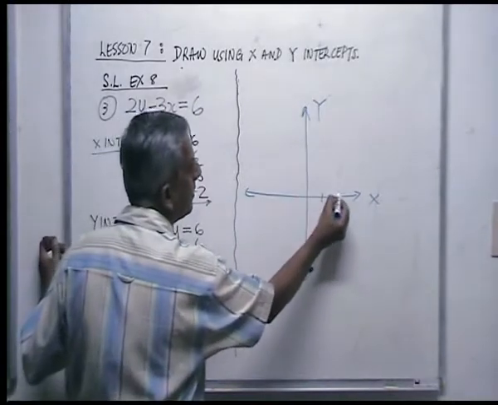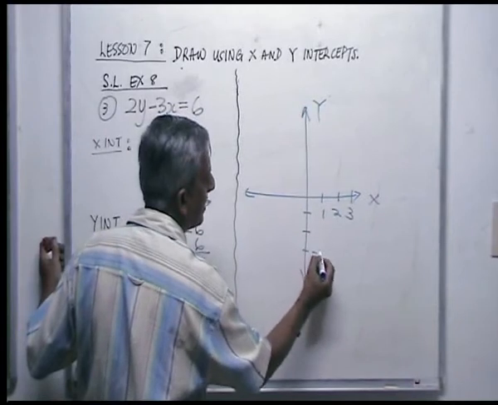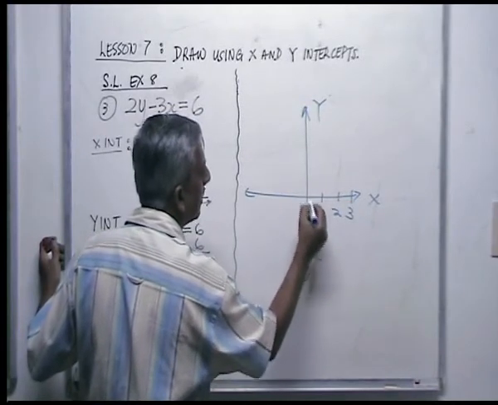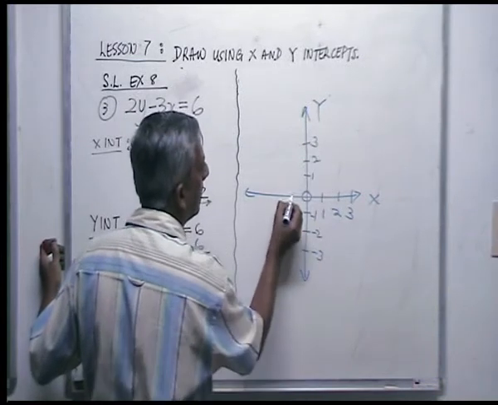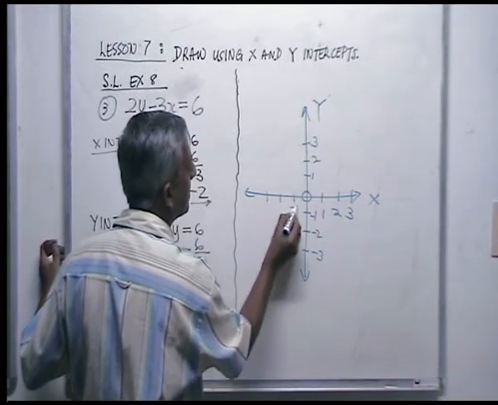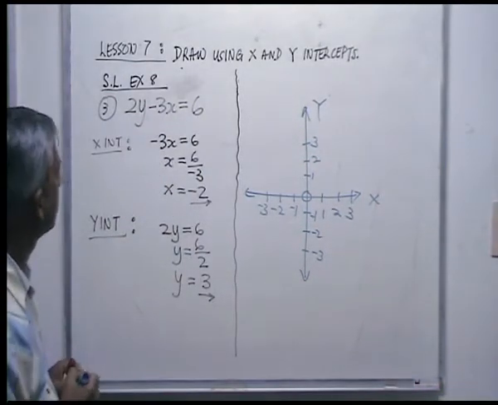And you need 1, 2, 3. Minus 1, minus 2, minus 3. 0, 1, 2, 3. Minus 1, minus 2, minus 3. Right, that should do. And we're going to draw this graph.